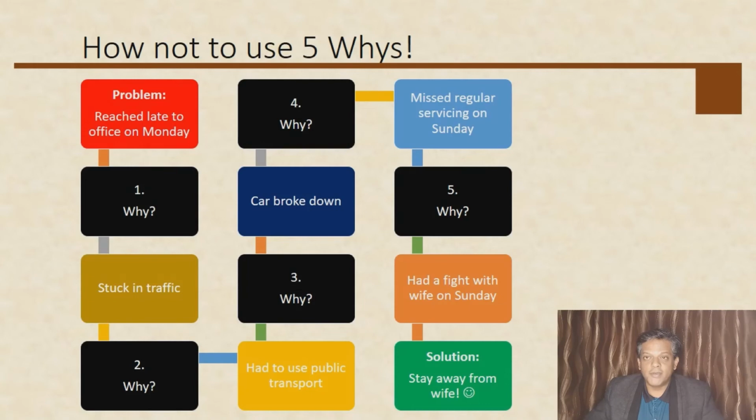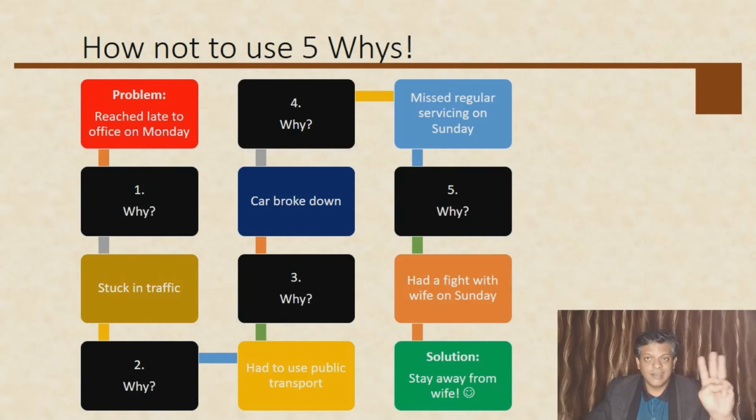Let's assume the problem is that you have reached late to office on Monday. Then what happens? Your boss obviously has some urgent work, and he is irked, and he starts firing at you. So what do you do then? You come back to your desk and ask yourself the first why, which leads to the answer that you were stuck in traffic. Then you ask the second why. Why were you stuck in traffic? Because probably you had to use public transport.